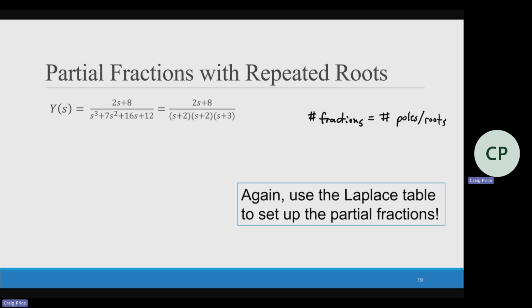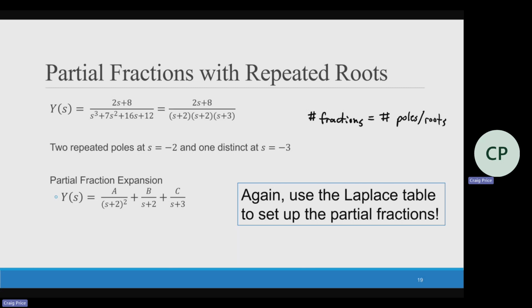Well, first off, the number of partial fractions should always equal the number of poles and roots. So we're going to use the Laplace table to set up the partial fractions. Because I had two repeated roots at -2, this would be the partial fraction expansion. This might be something you remember from math class. If I had it repeated, this would be an A over (s plus 2) squared. Then I would have B over s plus 2. That's how you handle repeated roots. Again, we don't really see it too much, but if you had a repeated root, that's the way you want to solve it.